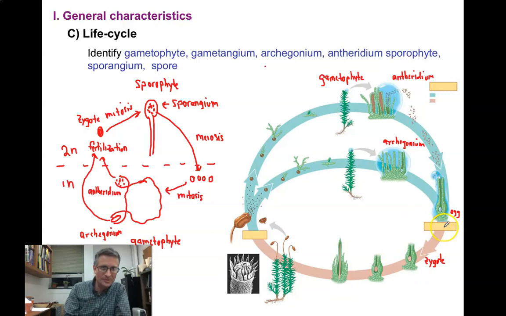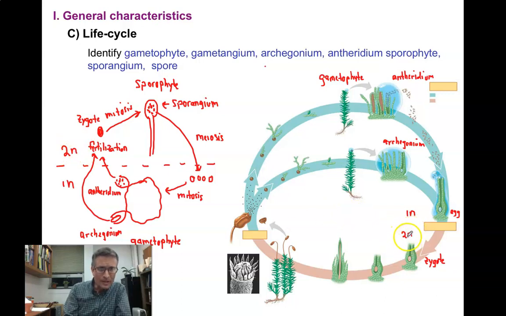So notice that fertilization has happened. This box indicates fertilization over here. We've now gone from a 1N part of the life cycle to the 2N part of the life cycle. So this is actually a reverse of the way I've ordered it over here. They'll flip the life cycles back and forth, but I'll always try to stay with 2N on the top.